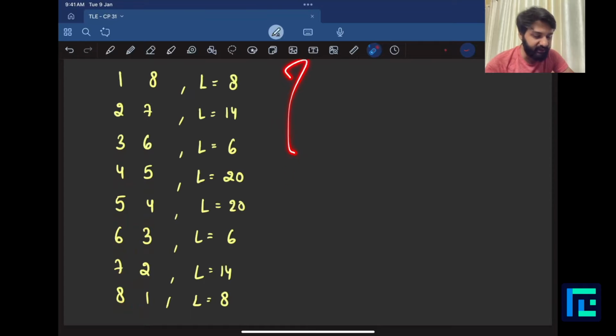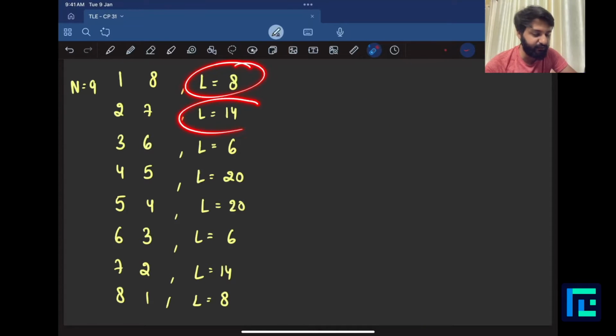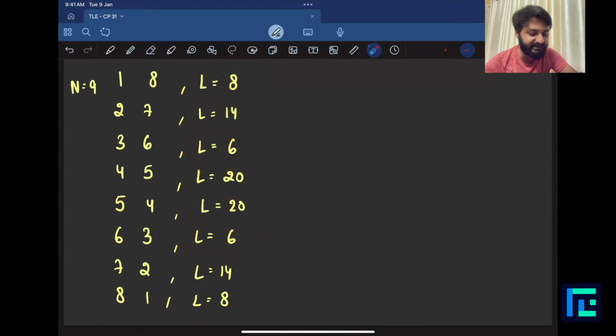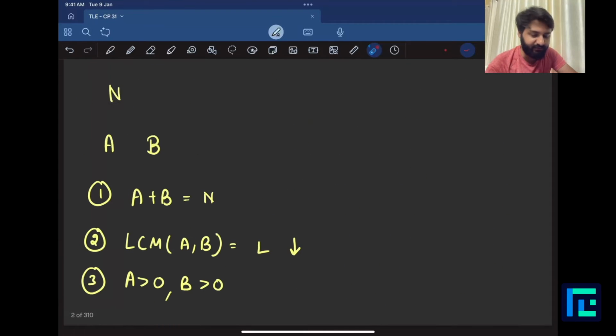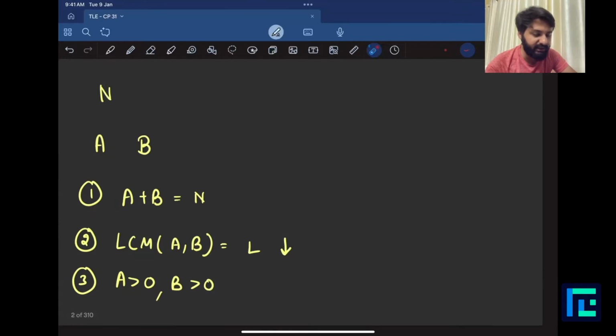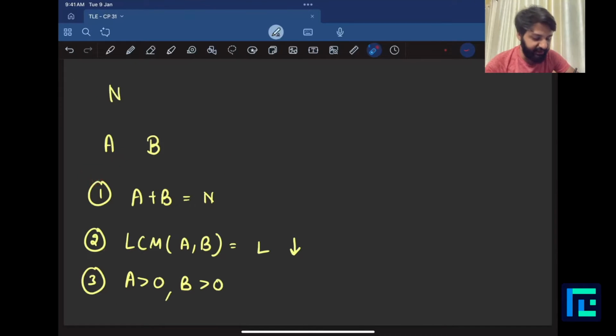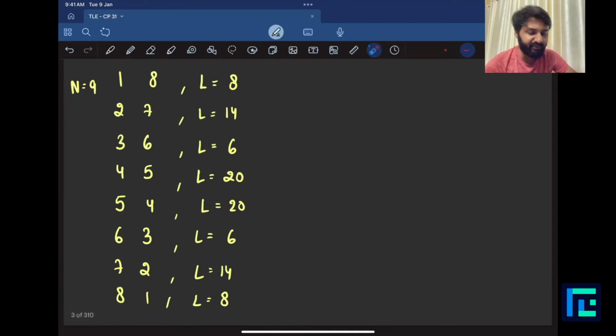So I've listed all the possible pairs of a and b that you can make for, again, creating n equals to 9. And then I have written their LCMs next to it. So L is 8, L is 14 in this case, L is 6 in this case, L is 20, L is again 20, 6, 14 and 8. This is basically the LCM of these two values. Okay, now it's fairly obvious to see that I have basically ticked off two conditions for me as of now. I'm talking about all the pairs that have the sum as 9. So this is ticked off and I've already ticked off the third condition because I'm only talking positive values.